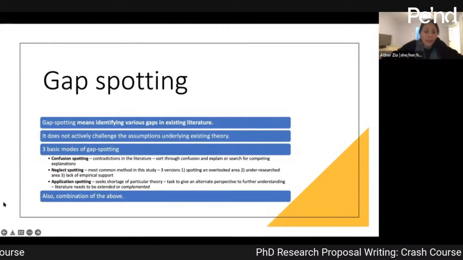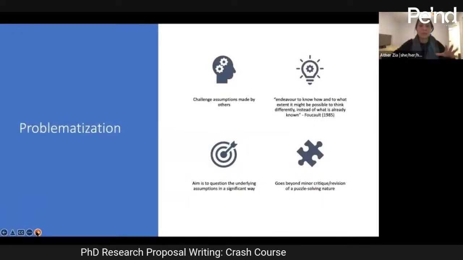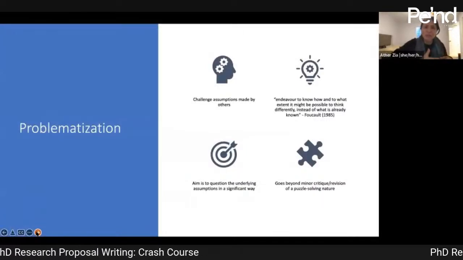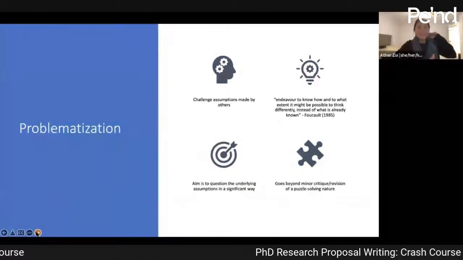The other one that I really want to talk about is problematizing. Problematizing is something that brings something fresh to the table, brings new research to the table, brings new theories to the table, and it does something very important.